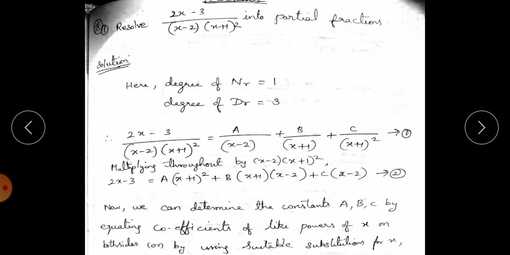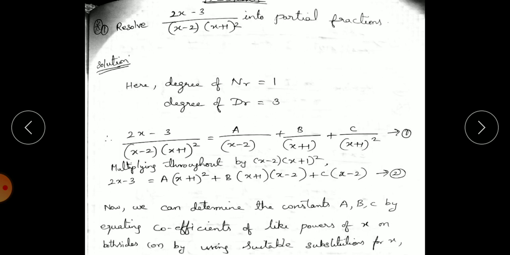So A by (x minus 2) plus B by (x plus 1) plus C by (x plus 1) the whole squared. Okay. So the given question can be written as (2x minus 3) by (x minus 2) into (x plus 1) squared equal to A by (x minus 2) plus B by (x plus 1) plus C by (x plus 1) the whole square. Take it as the first equation.